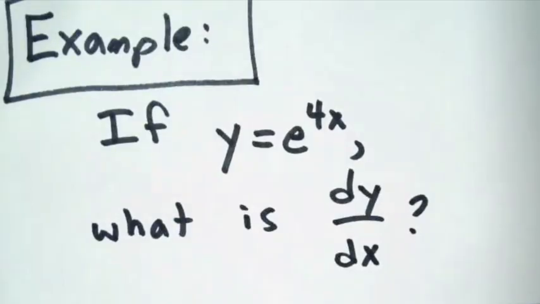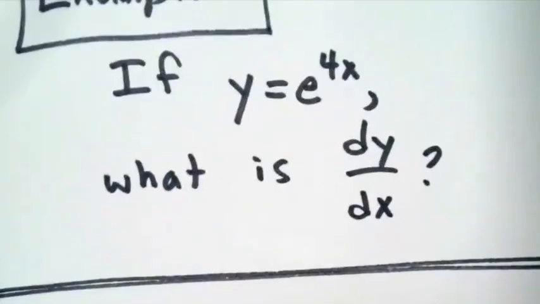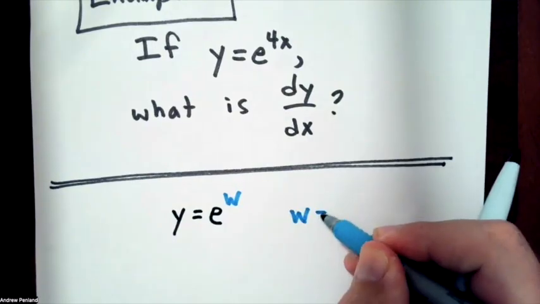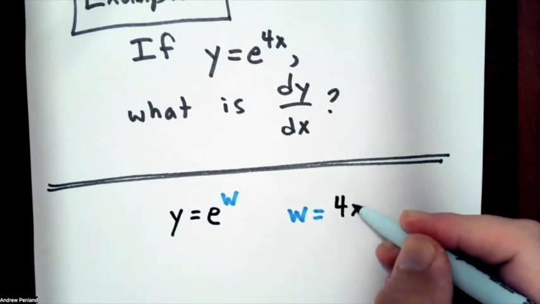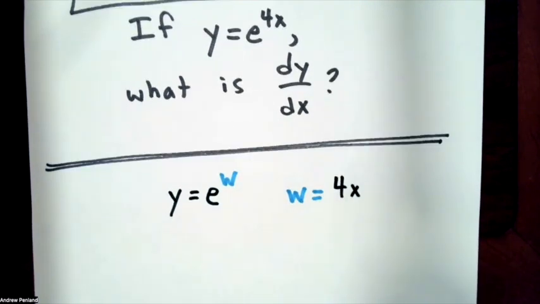If y is equal to e raised to the 4x, what is dy dx? Our first step is to introduce a w term. Here we will rewrite y as e raised to the w, and make a note to ourselves that w is 4x. Next we find dy dw and dw dx.